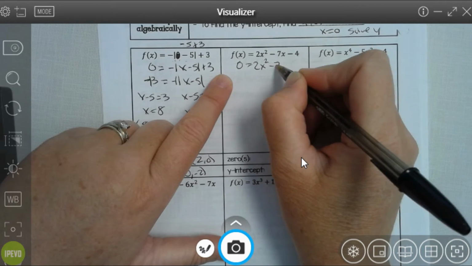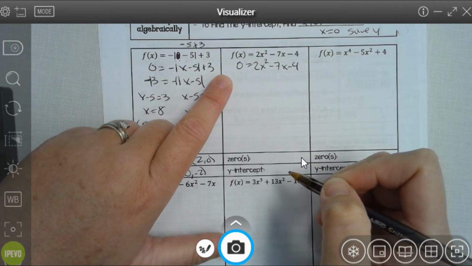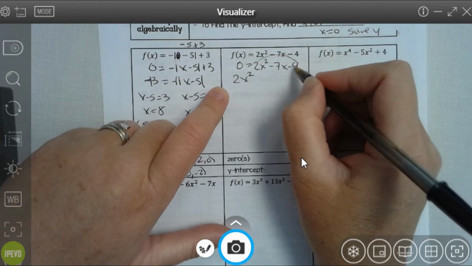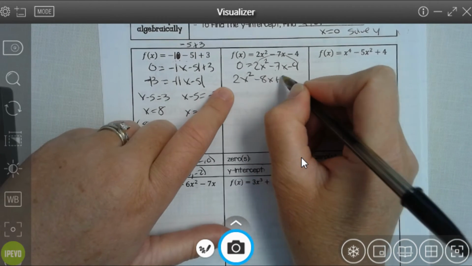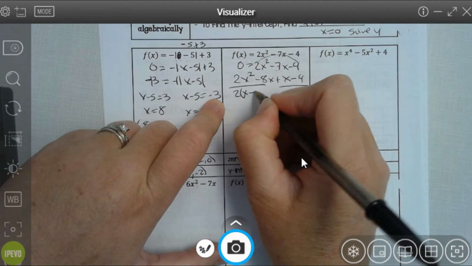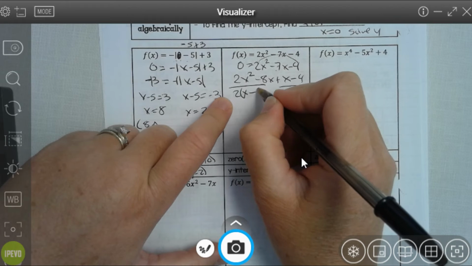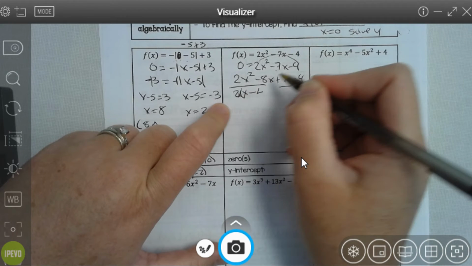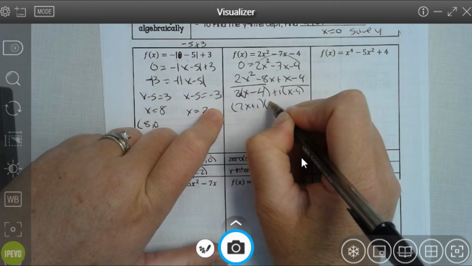So now we're going to have to factor or do the quadratic formula to this. I prefer factoring. So I'm going to go ahead and multiply that negative 8 to get negative 7. Factor by grouping. Pull out my 2x. Pull out my 1. So I factor into 2x plus 1, x minus 4.